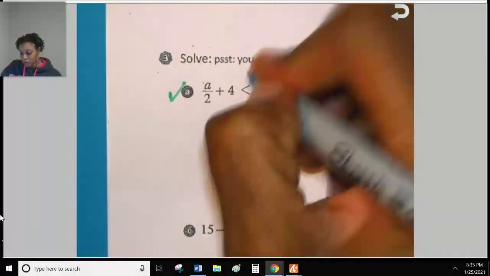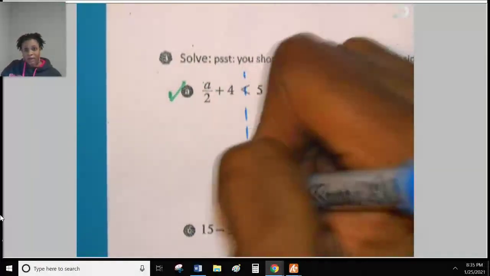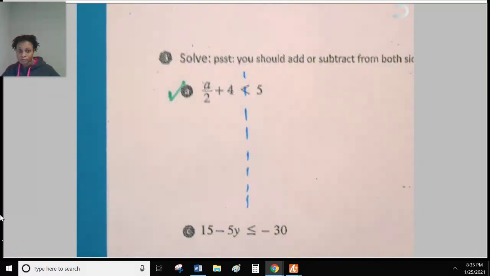And I'm going to draw my dotted line. Step 1, I see A over 2 plus 4. I know that A over 2 is division. Remember I told you, way back in unit 1, fractions are division. A is being divided by 2. So this is a division problem. And I also see addition. Remember, step 1, we're always going to what? Undo addition or undo subtraction.